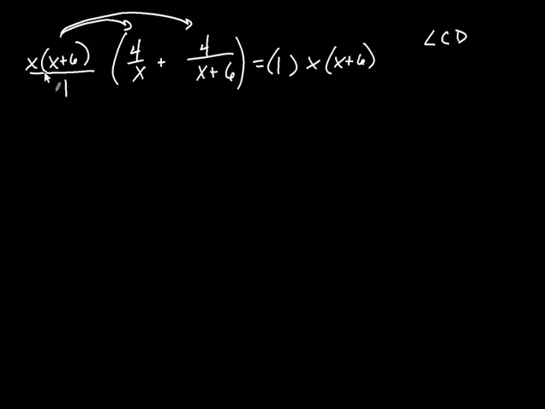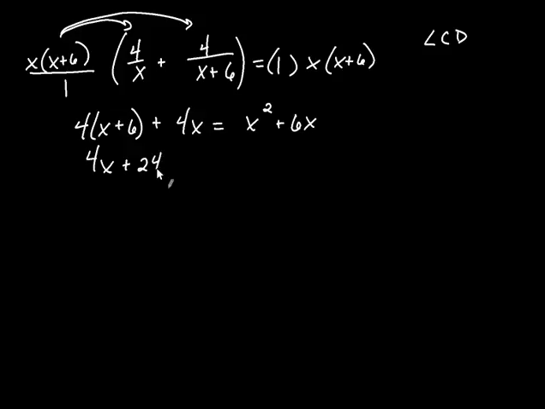And first the x's cancel, and so it's going to be 4 multiplied by x plus 6. And for the next one, the x plus 6's cancel, so it'll just be 4 times x. And the right-hand side, we can multiply these together and get simply x squared plus 6x. Okay, now distributing the 4, we get 4x plus 24 plus 4x is equal to x squared plus 6x. And combining like terms on the left, 8x plus 24 equals x squared plus 6x.